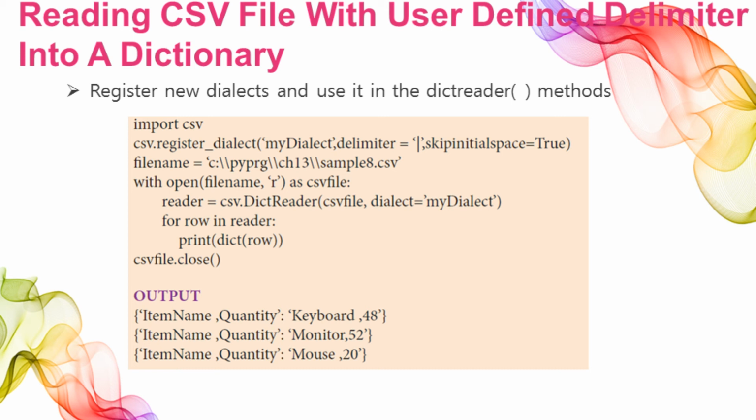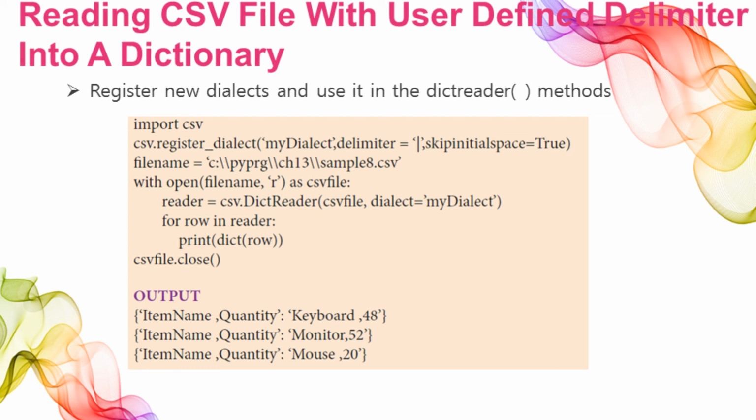Reader is equal to csv.DictReader of csv file comma dialect is equal to my dialect. Just write this syntax: for row in reader, we are going to read each and every row. After reading the row, we are going to print the statement print of dict of row. And next one is csvfile.close, just we are closing the csv file.